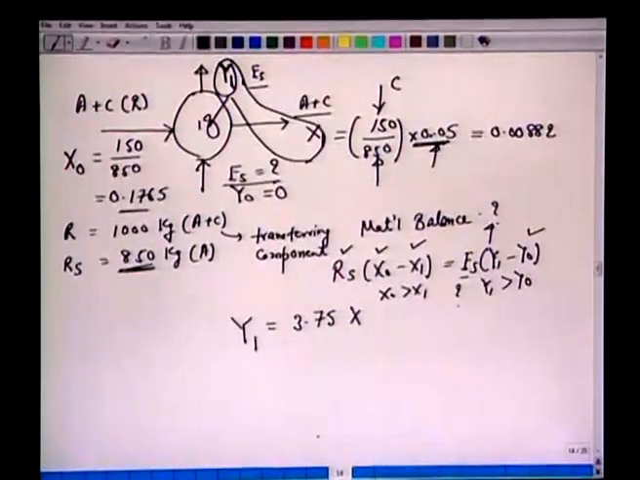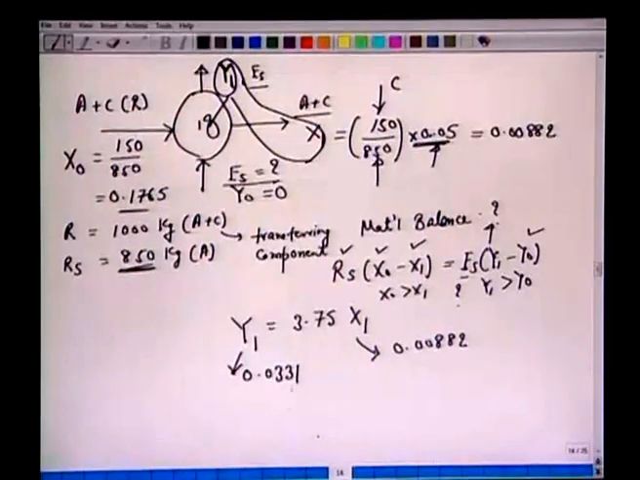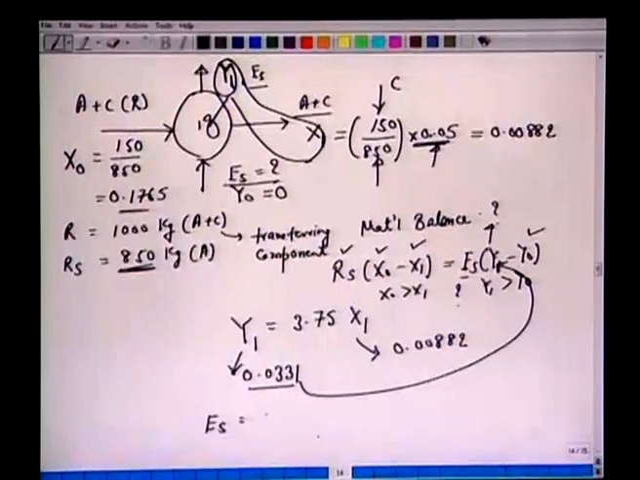It is applicable for the exit y1 and x1. So, we can write y1 in terms of x1. x1 is known to us, 0.00882. If we substitute here, we get y1 equal to 0.0331. Now, we know y1 and we can substitute it in the previous species balance to obtain the amount of ES, very simple algebra, to obtain 4306 kg per hour. So, this is all kg per hour here. Okay. So, it was a very simple problem.